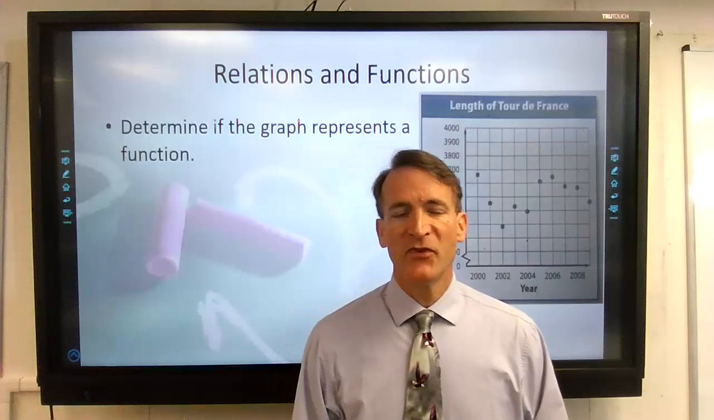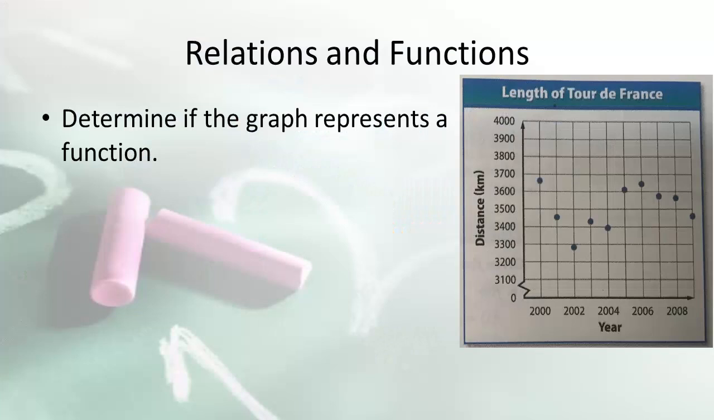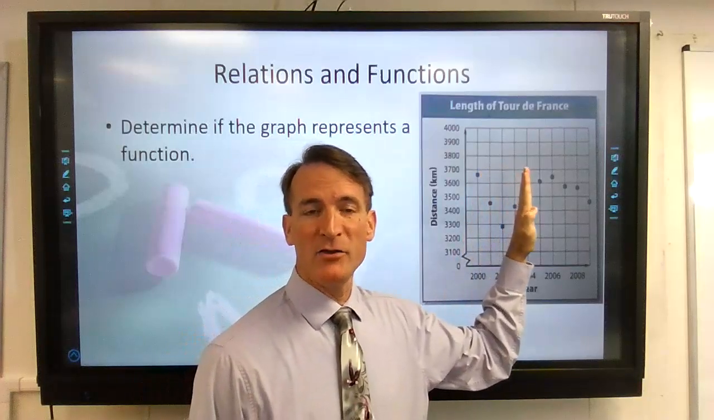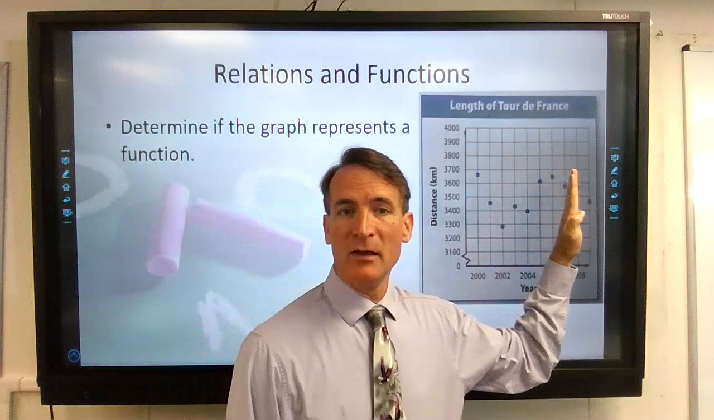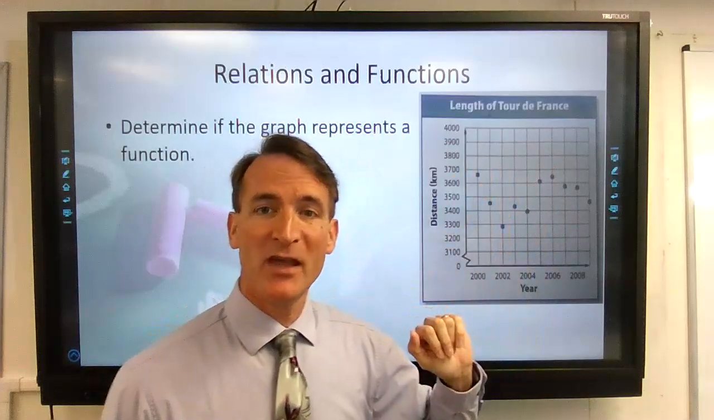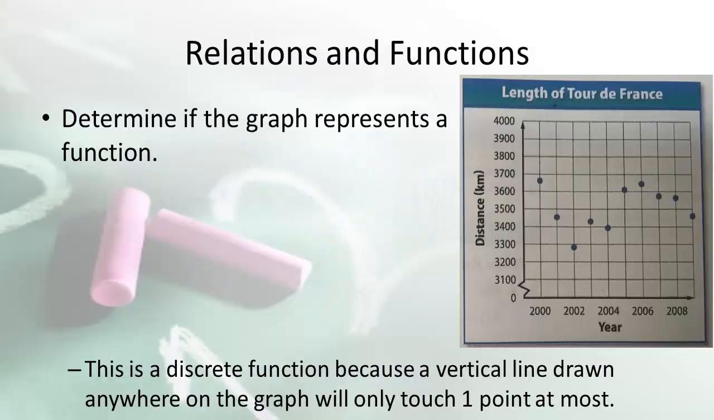Let's try one of these, figure out what kind of relation it is. So for this one on the board, we have a graph. Does it represent a possible function? Well, if I take my vertical line and I go along, I'm only hitting one point at any one particular time. So therefore, I would determine that this is a possible function. What kind of function is it? It's a discrete function because we have individual points. It's not connected in any way.